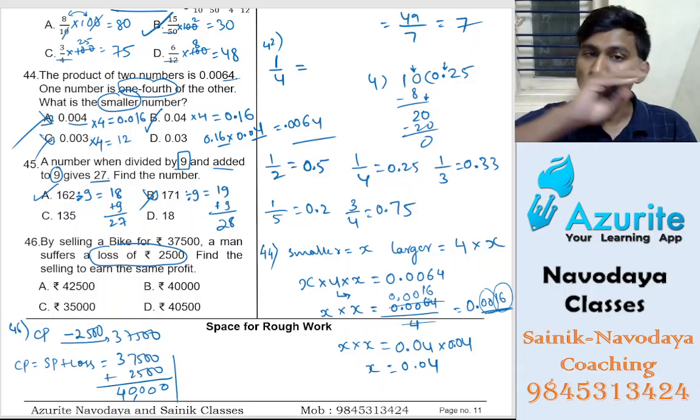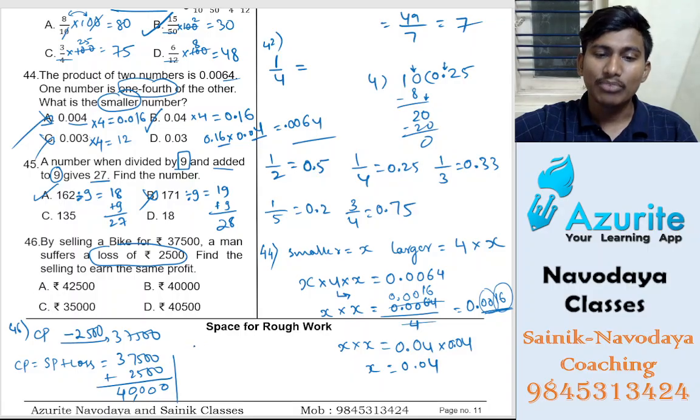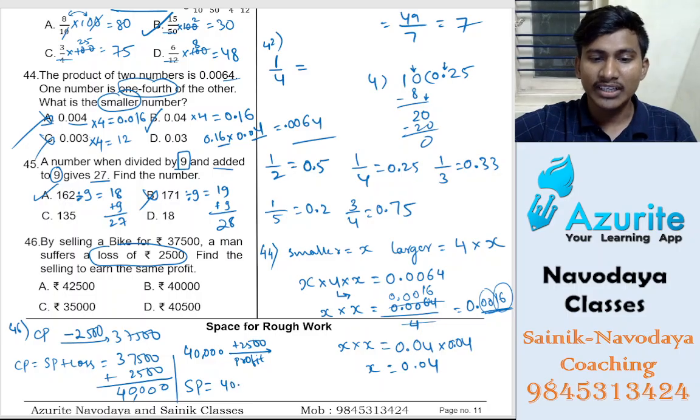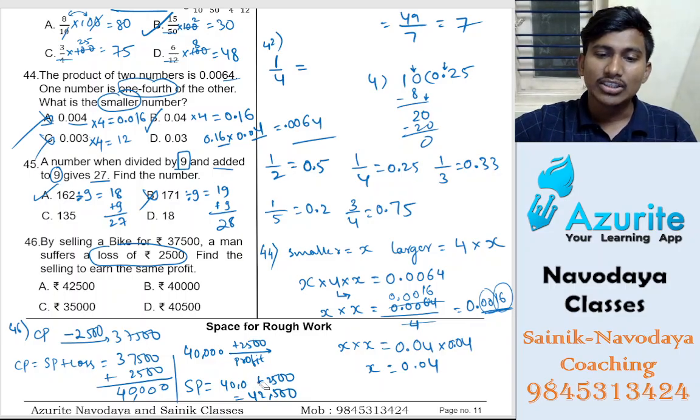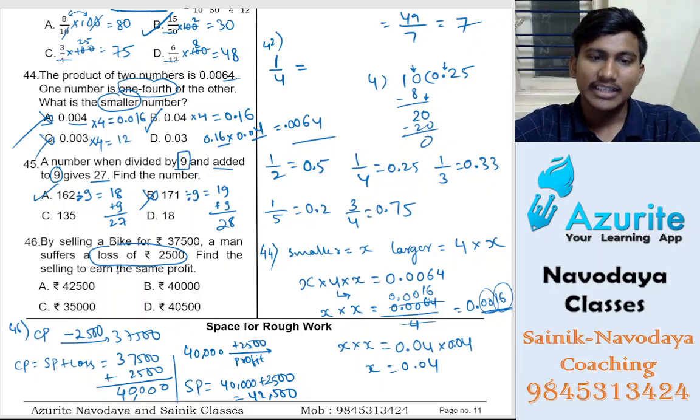So now you have to sell this at the same profit. 40,000 you have to sell to get 2,500 profit. So how much should you sell it at? So the selling price will be 40,000 plus 2,500. It will be 42,500, right? So that is the selling price to get the same profit of 2,500. Understand? Yes? So that is the answer. That is how you have to do.